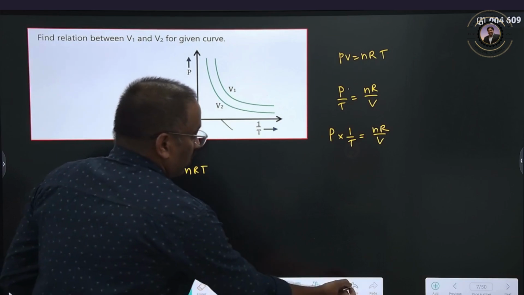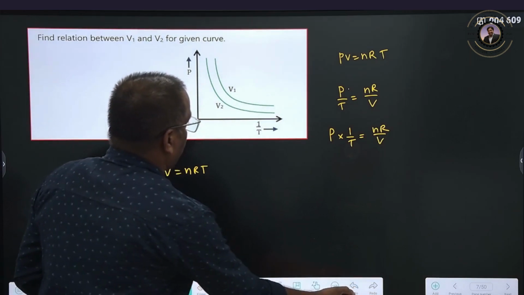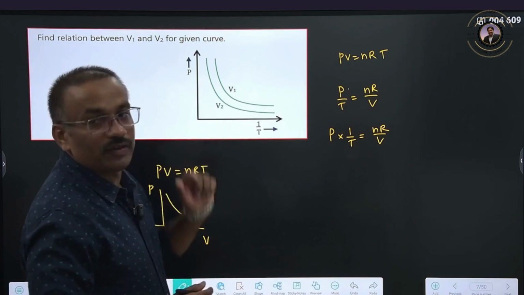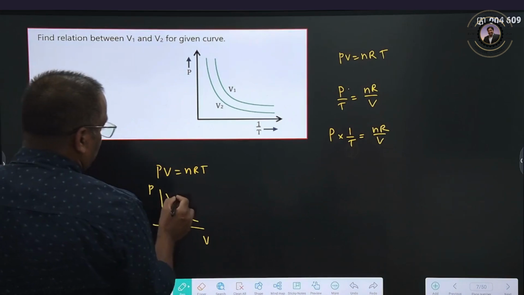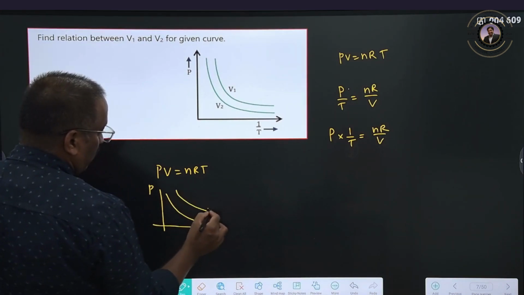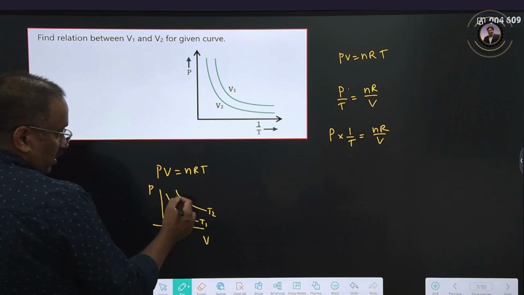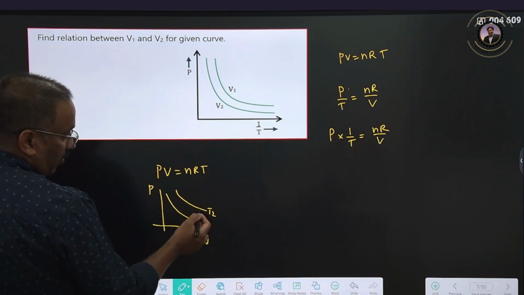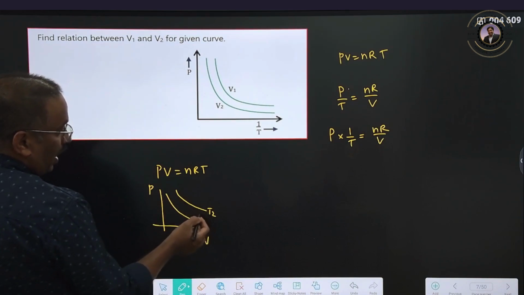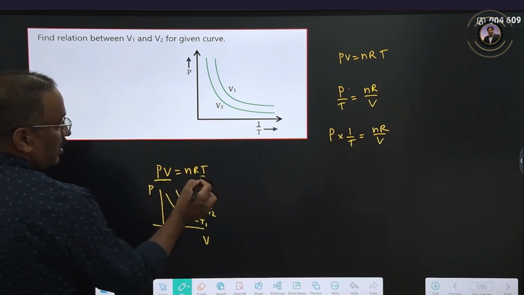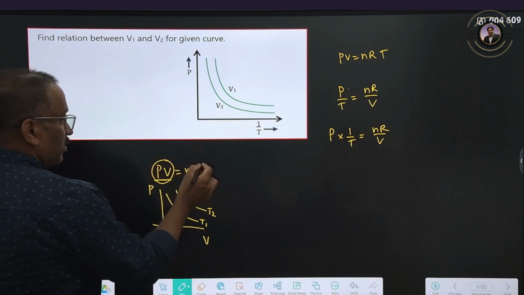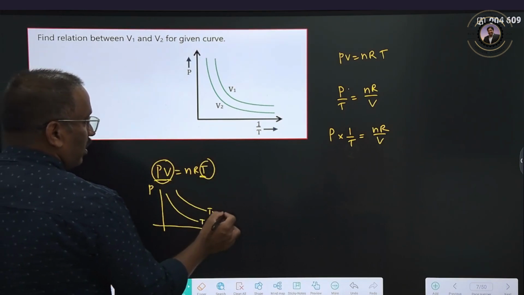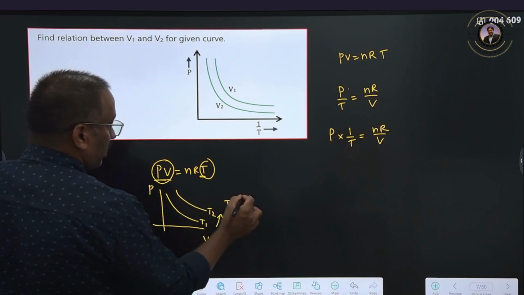Clear? So now what you have to do is calculate which one is greater, V1 or V2. Here it is T1, T2. In this area, T2 is larger, which means this value is larger. T1 should be smaller. Here this value is larger, which means this also will be larger. That's why we wrote T2 is greater than T1.